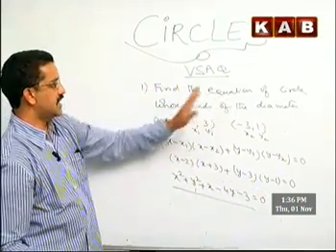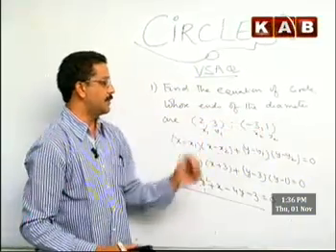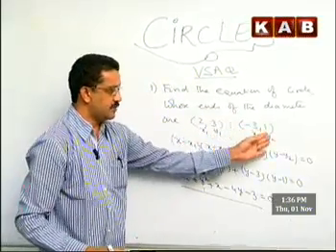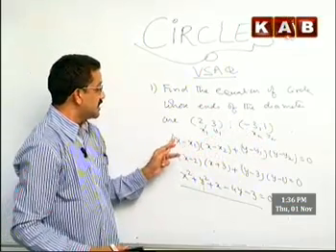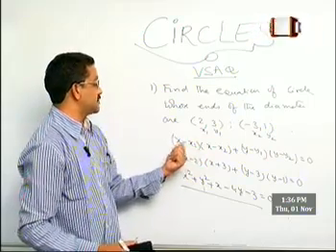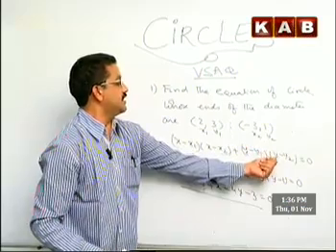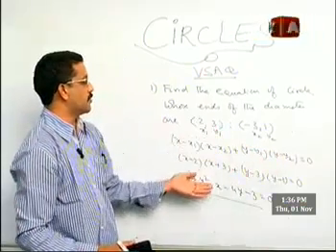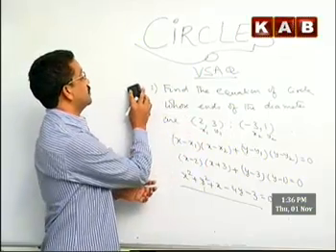Find the equation of the circle whose ends of the diameter are (2, 3) and (-3, 1). (x1, y1), (x2, y2) are the given points. Now, just use the equation of the circle when diameter ends are given, (x - x1)(x - x2) + (y - y1)(y - y2) = 0. Just putting the points, you get the answer. This is the first question. Let me take up the second question.